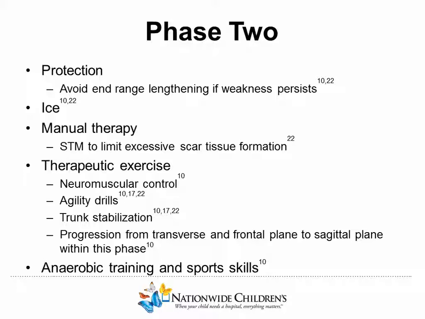So really taking into consideration that regional interdependence, looking at maybe if they have limited ankle motion, do they have limited talocrural joint mobility? Is that something that you can normalize to prevent re-injury? Something that often goes overlooked. For therapeutic exercise, again, emphasizing that neuromuscular control, agility drills, trunk stabilization, starting to get into some concentric and eccentric strengthening of the hamstring muscle, and progressing from that frontal and transverse plane motion to getting into that sagittal plane motion a little bit as they can tolerate. Also in this phase, you can start some sport-specific skills.